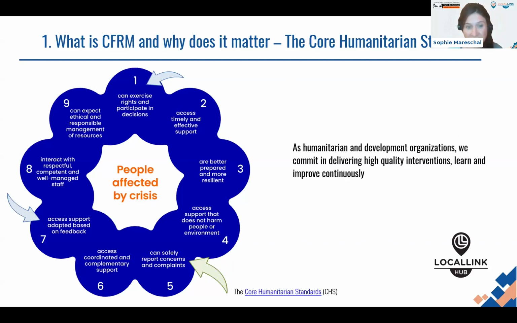One of those commitments is especially dedicated to complaint and feedback response mechanism. It is commitment 5. It says that people affected by crisis can safely report concerns and complaints. Then we have also commitment 7, which mentions that people affected by crisis can access support adapted based on their feedback. So it emphasizes the importance of learning from the feedback we receive and improving the intervention on this basis. And commitment 1 is also very important because it sets the tone. It says that people we work with and for should be provided with spaces and opportunities to exercise their rights and participate in decisions that concern them. So we will see a bit more in depth how other commitments are also related in next slides.